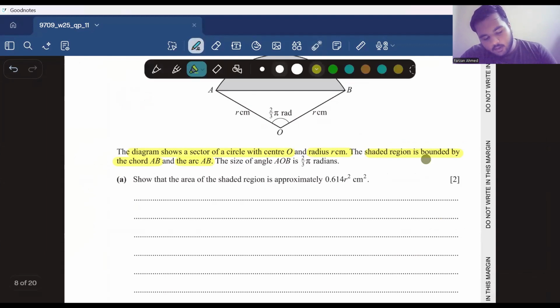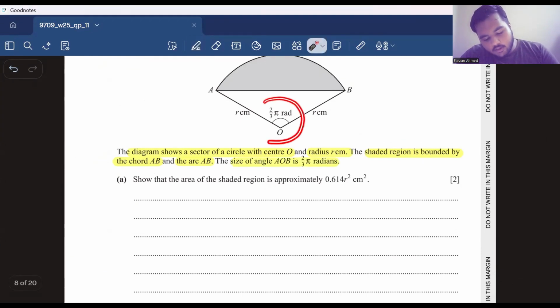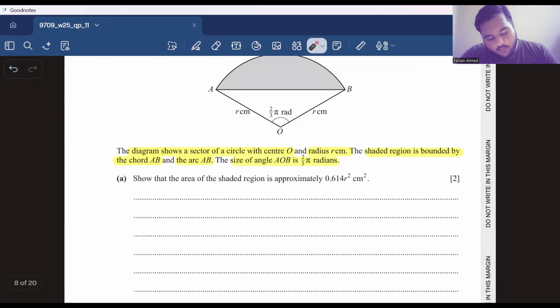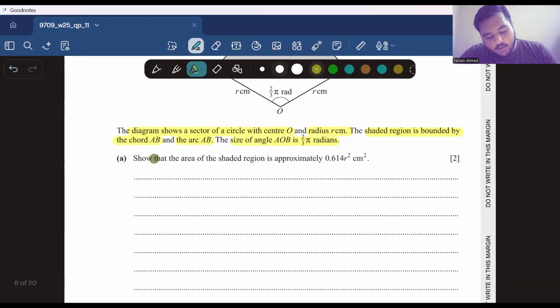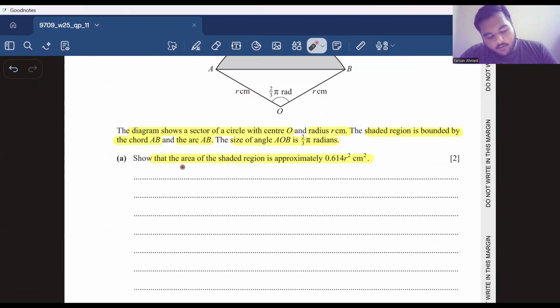The size of the angle AOB is 2 upon 3 pi radians. So this is the angle AOB. So when we have radians, our calculator must also be in radians. In part A, they are saying show that the area of the shaded region is approximately 0.614 r square centimeter. In this part A, we have to show the area of the shaded region.